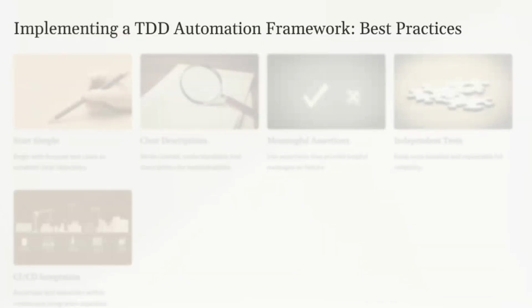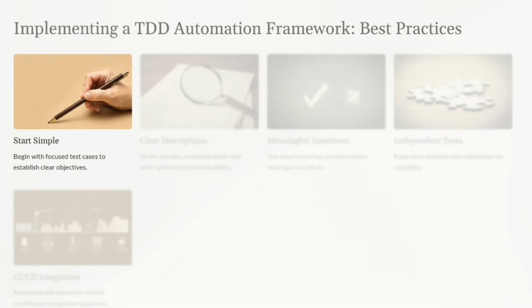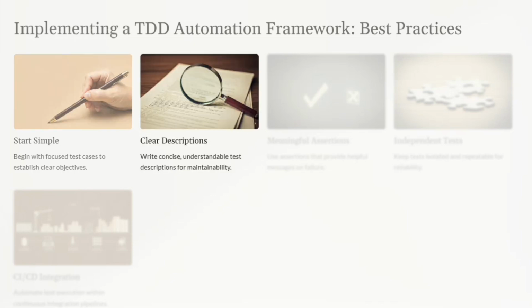Now, how can we implement a TDD automation framework? What are the best practices? The first thing is that we need to start by focusing on simple test cases, and our objective should be clear. Once that is done, we need to write a proper description. While writing the test suite or test cases, we need to maintain a proper description so that anybody can add to it and anybody can understand it.